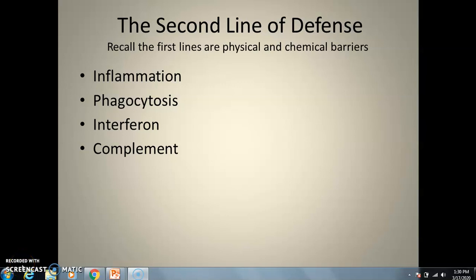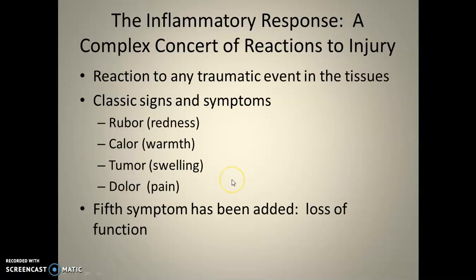We're going to talk about the immune system now that we know about all of the different players. And in this video, I'm going to cover the second line of defense. Remember that the first line of defense were the physical and chemical barriers and those genetic barriers. Now we're going to be talking about immunology. The second line of defense has 4 different parts: inflammation, phagocytosis, interferon, and the complement system. So let's start by talking about inflammation.